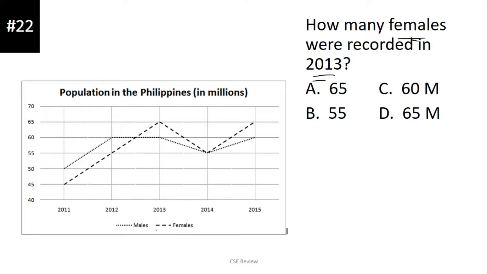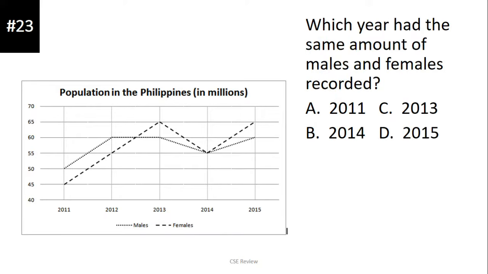And yung females, ito yung klase ng dot niya. So, ito yung mas makapal na linya. In 2013, so that is this. So, 2013, tatapat lang natin yung linya. Yan ay 65. So, the answer is 65 million, letter D. Okay? So, sa graphs, analysis lang at tapos, onting computation, tapat-tapat, and you'll get the answer na.